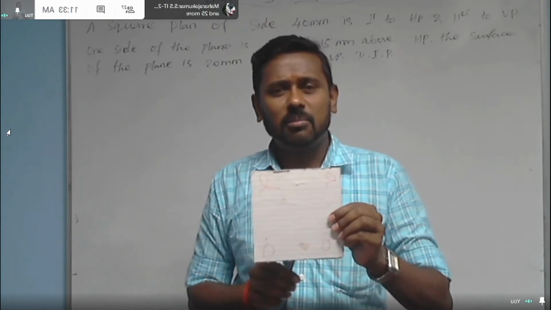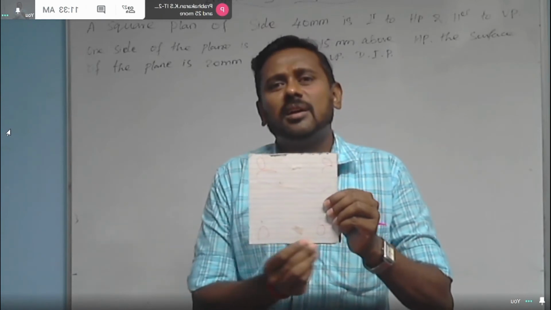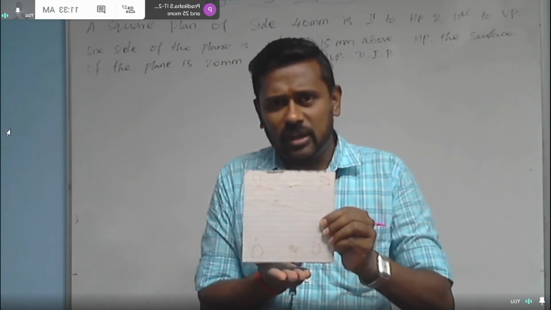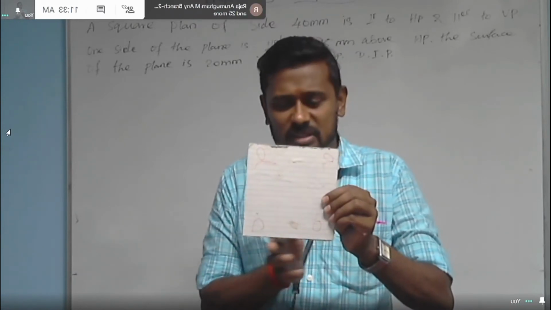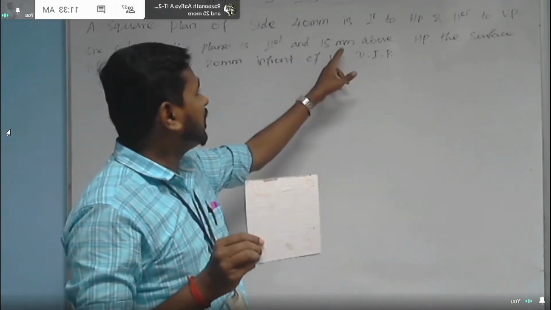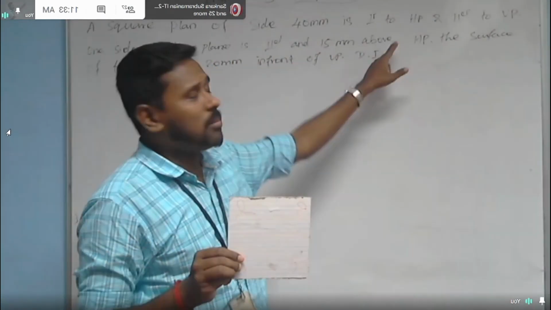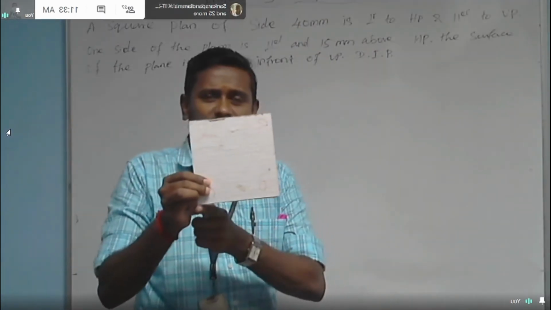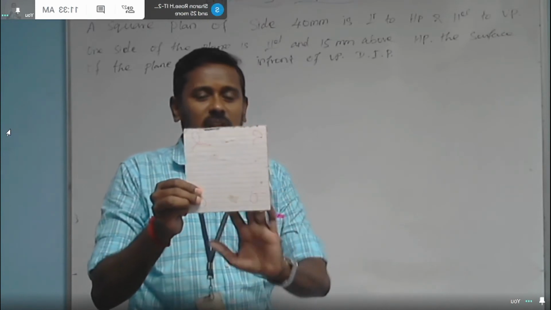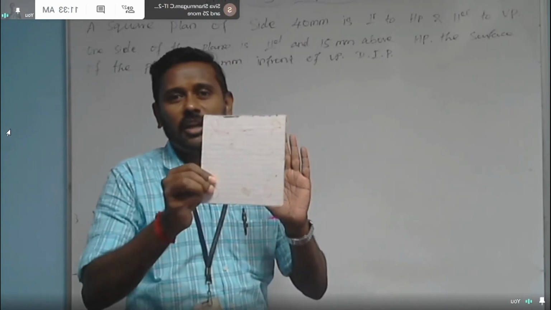This can be given by some details in the question. That is, one side of the plane, maybe this side, is 15 mm above HP and parallel to HP. This statement is given here. See, one side of the plane is parallel and 15 mm above HP. I am considering this side. And the surface of the plane is 20 mm in front of VP.